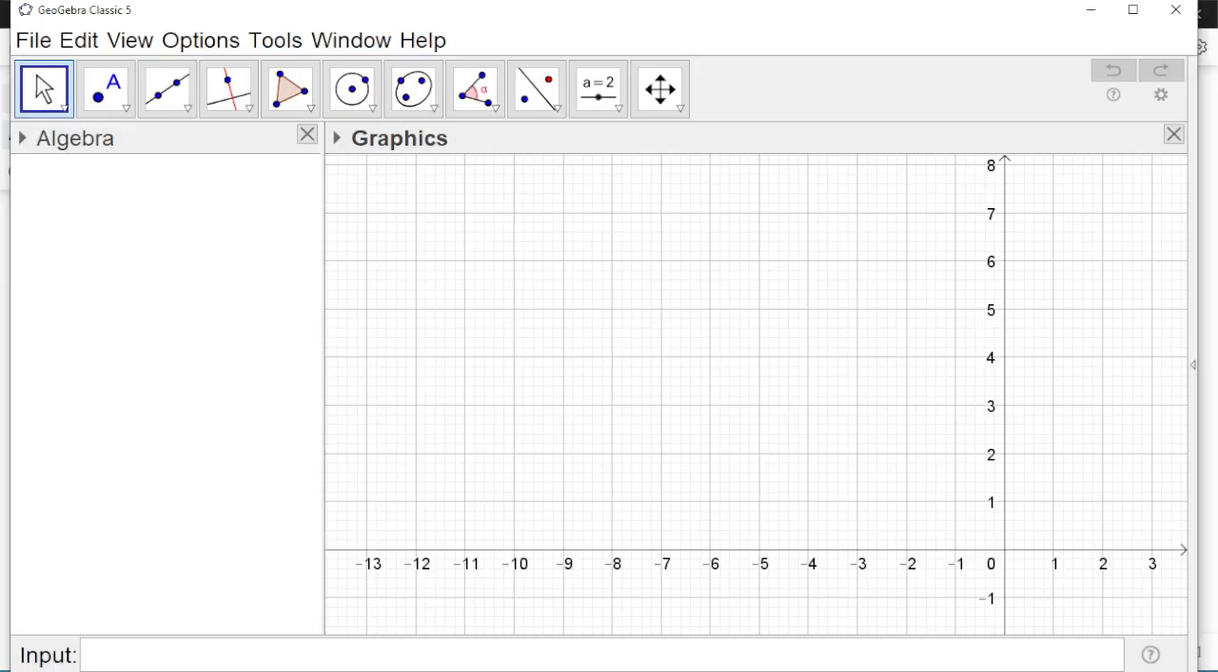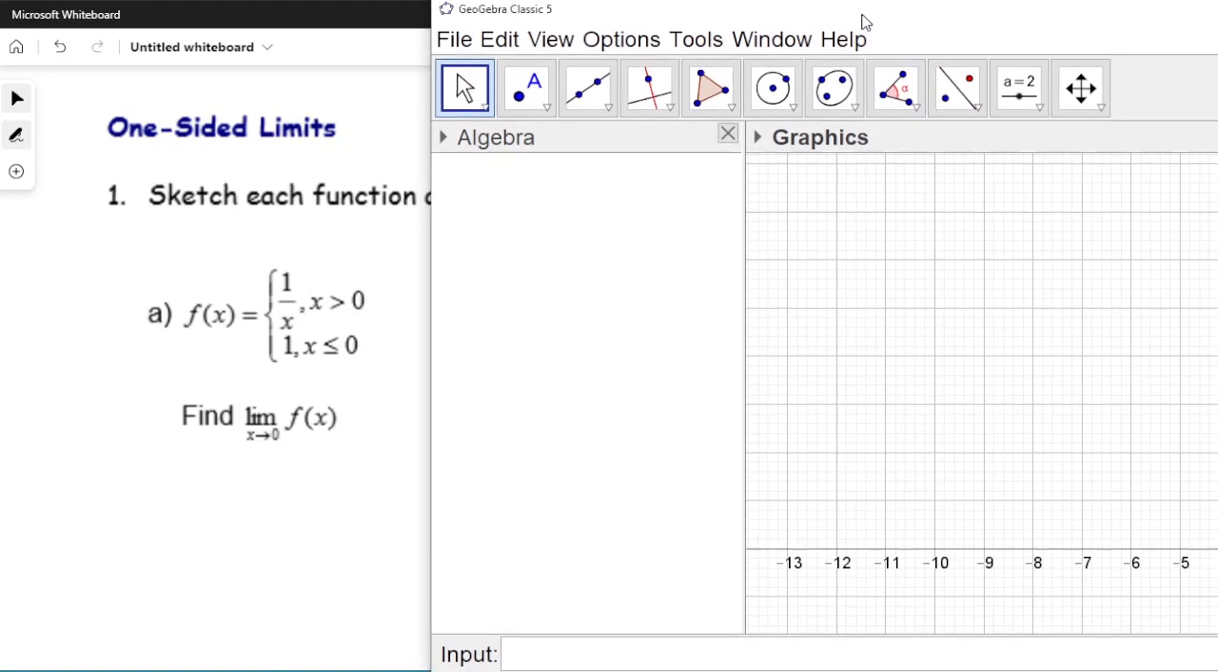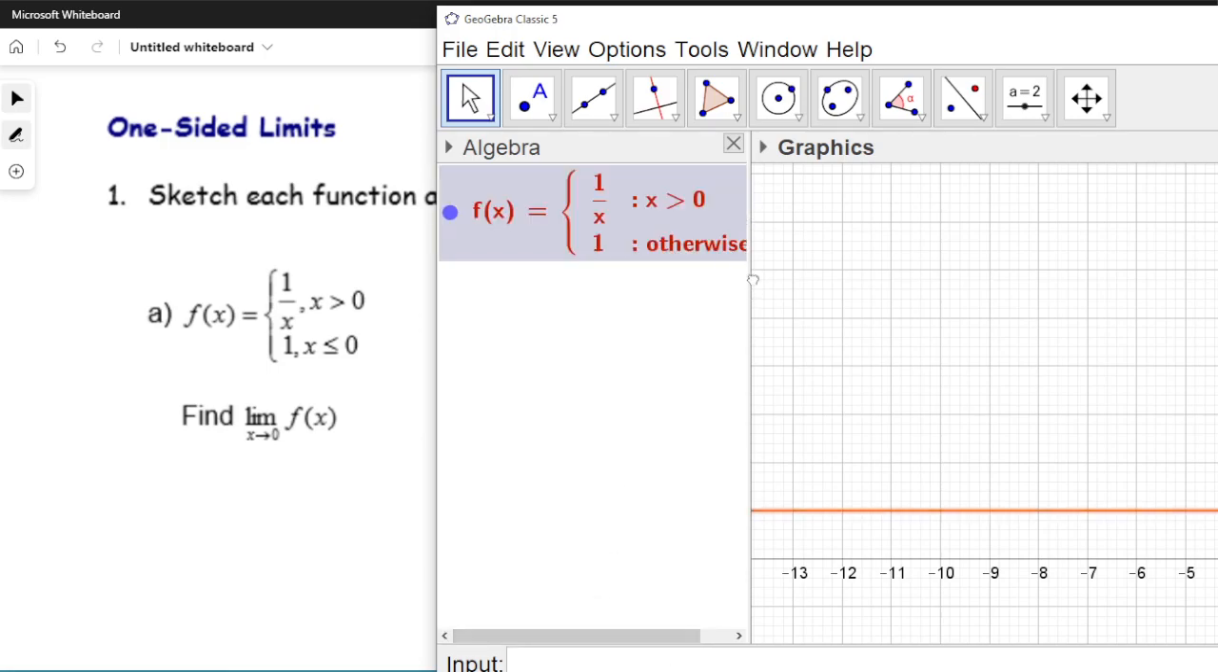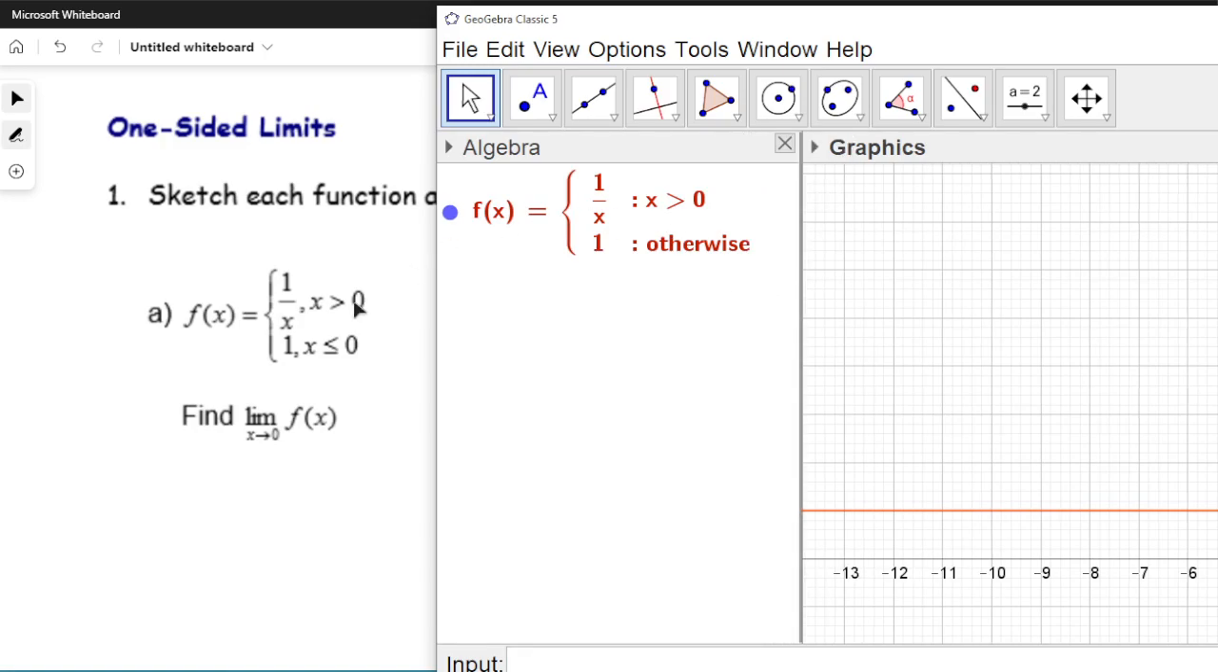Now, if we draw this function, GeoGebra is really good for drawing piecewise functions. If x is less than 0, draw 1; if x is greater than 0, draw 1 over x; otherwise draw 1. And that's what this graph is: 1 over x if it's positive, and 1 if it's not.